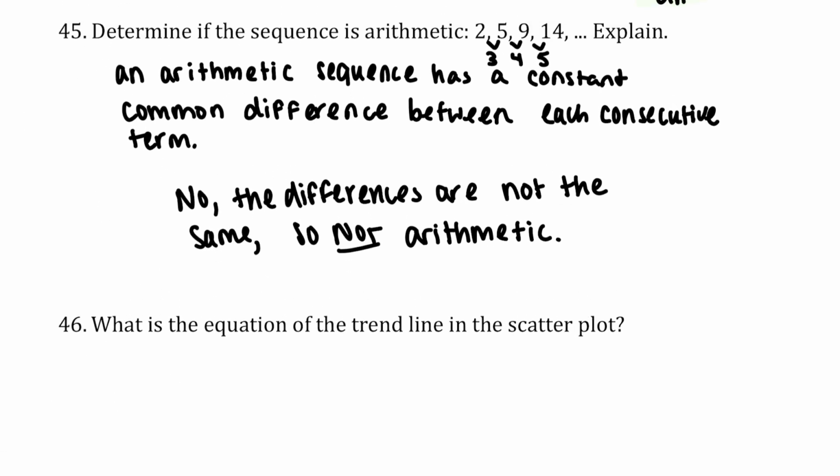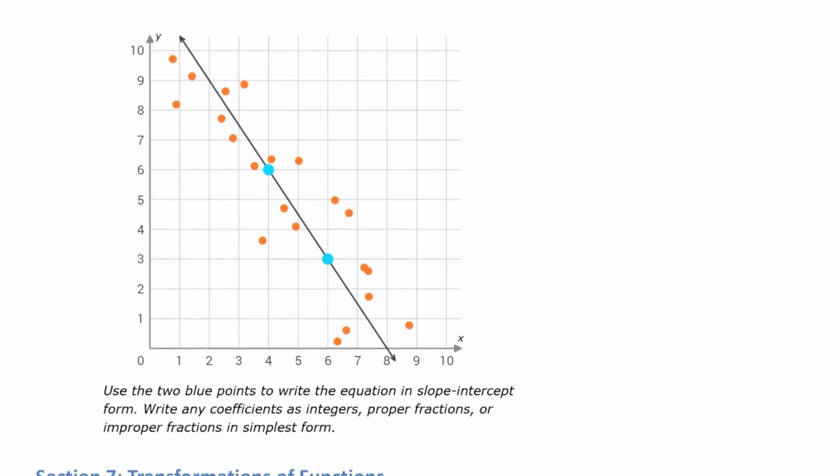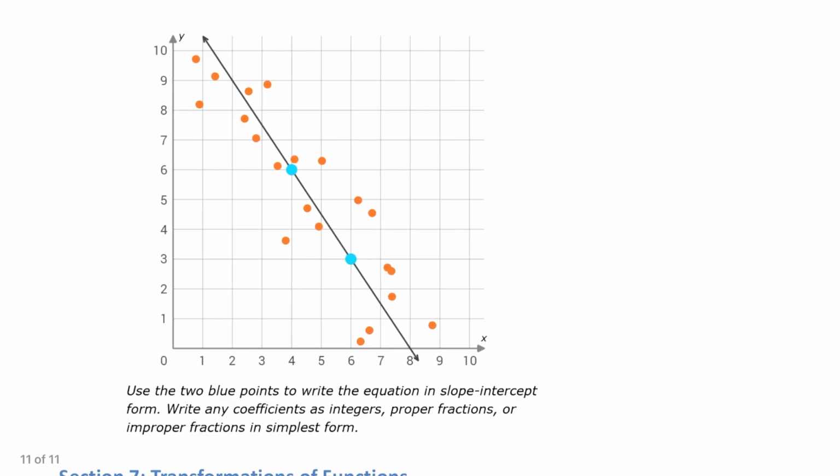All right. So 46 is, what is the equation of the trend line in the scatter plot? So here's our scatter plot. So this is a throwback to our slope section because in order for us to know the equation of a line, we need to understand our slope. So it's highlighting these 2 points, right? It says use the 2 points to write the equation in slope-intercept form. Write any coefficients as integers, proper fractions, or improper fractions in simplest form.